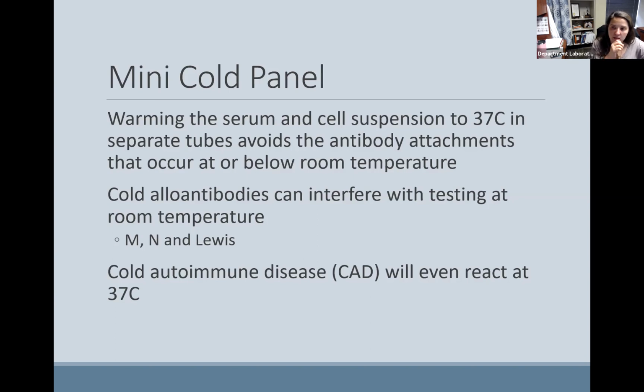There are some instances, if your patient has a severe cold autoimmune disease, then you might even see some reactions at 37 degrees as well. If you suspect that you have a cold reacting antibody that is acting at 37 degrees, that one is considered clinically significant. All right, so there are some instances we will see that with anti-M. It is known to be both classification of IgM and IgG.